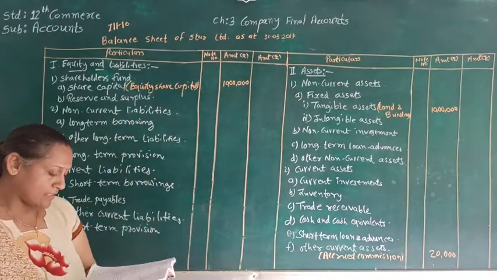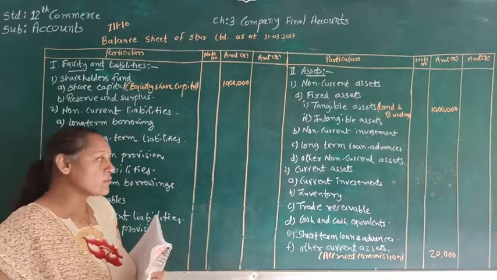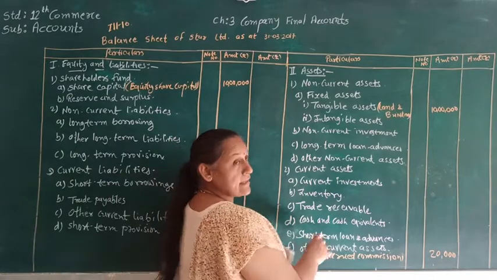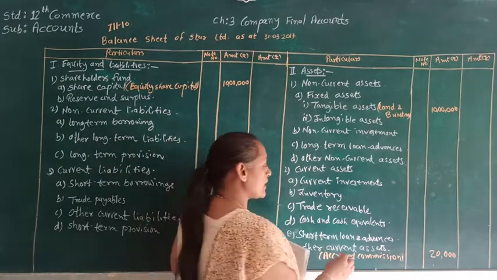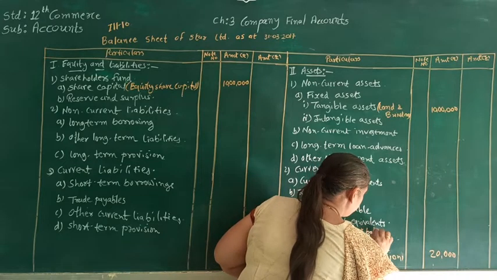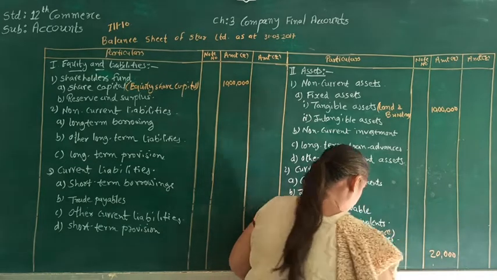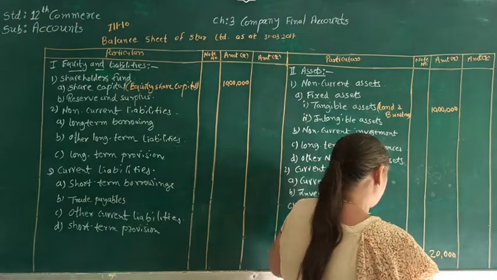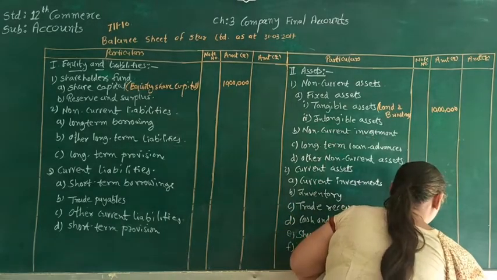The next thing is bank balance. As we know, bank balance is cash and cash equivalent. So that's supposed to be written here. Bank balance. And the amount of the bank balance is 45,000.